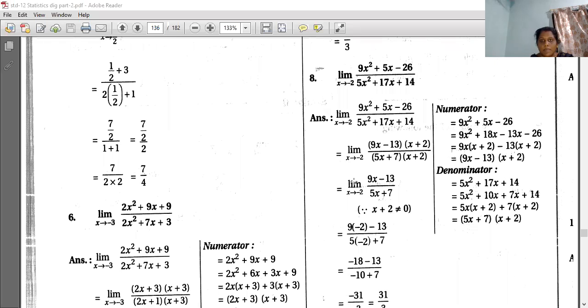Now next, eighth sum. Limit x tends to -2 of 9x square plus 5x minus 26 upon 5x square plus 17x plus 14. So here you have to again split, middle term splitting, 9 into 26. So what will come, 18 and 13, and 18 minus 13 is 5. Any multiple of 9 into 26 will be your 18 minus 13.